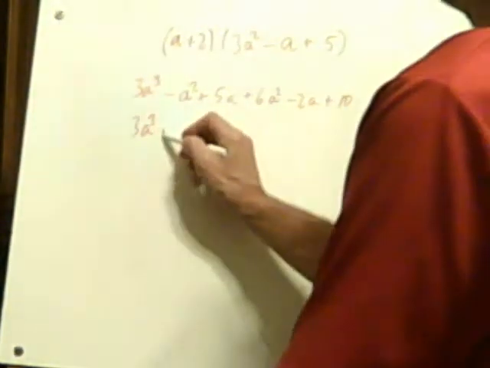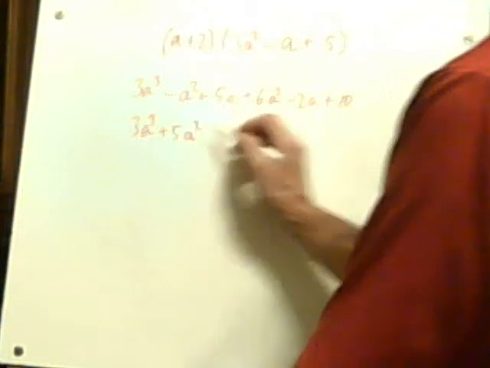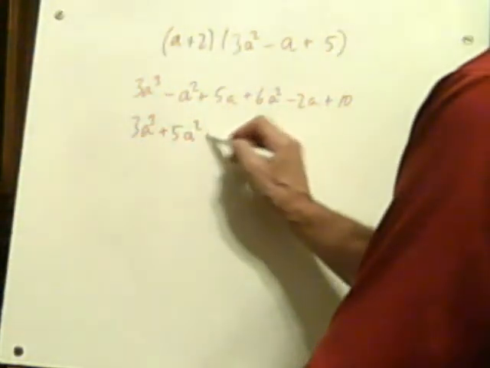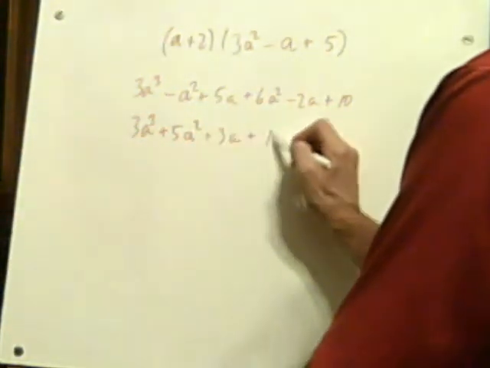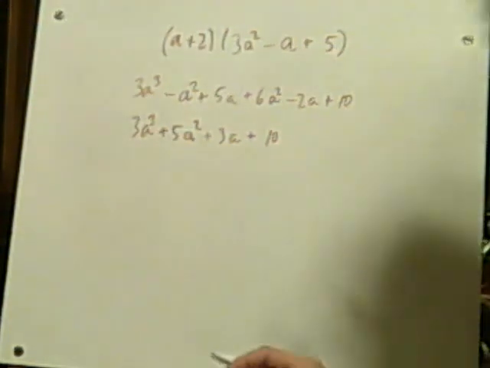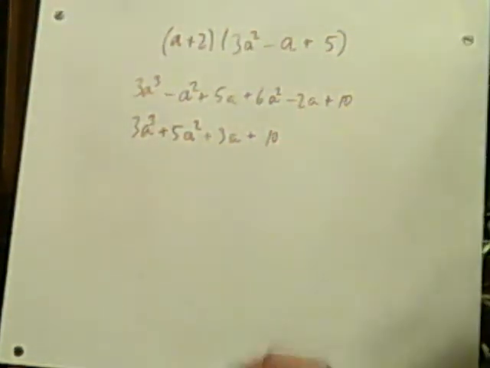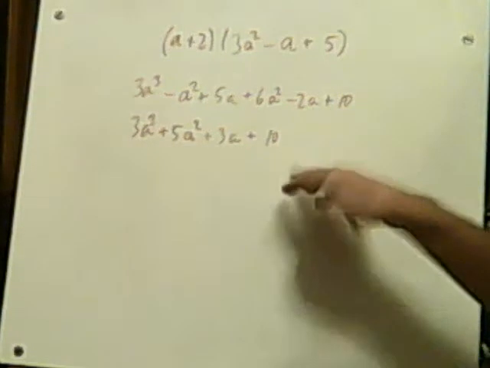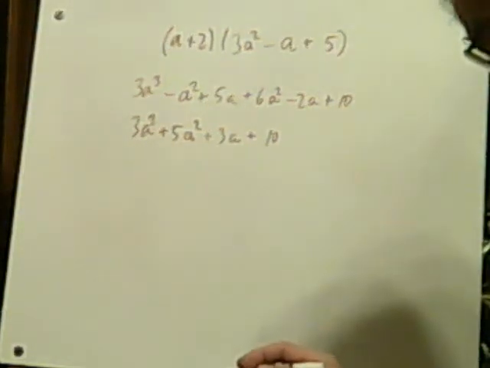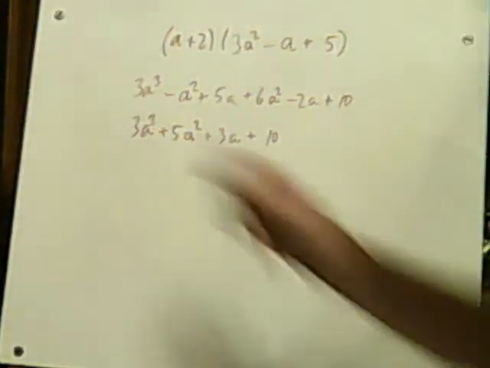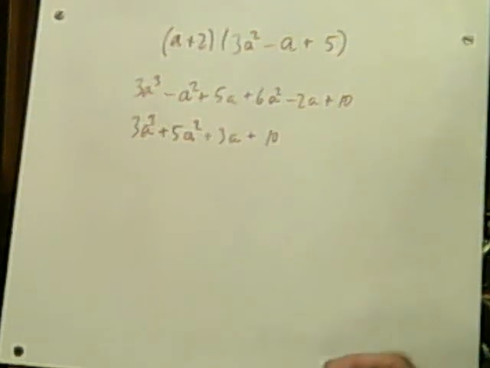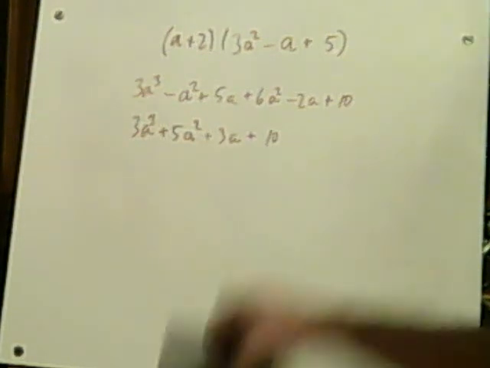The a squared terms are plus 5a squared. The a term is plus 3a. And then there's the constant term, plus 10. Okay? So I've done it in such a way that it's in what I call a nice order, starting off with the highest power, but you could start off with any power. You don't have to, but that's just the way it turned out here. I like to have it in either the highest power, or start off with the lowest power and have it ascending.